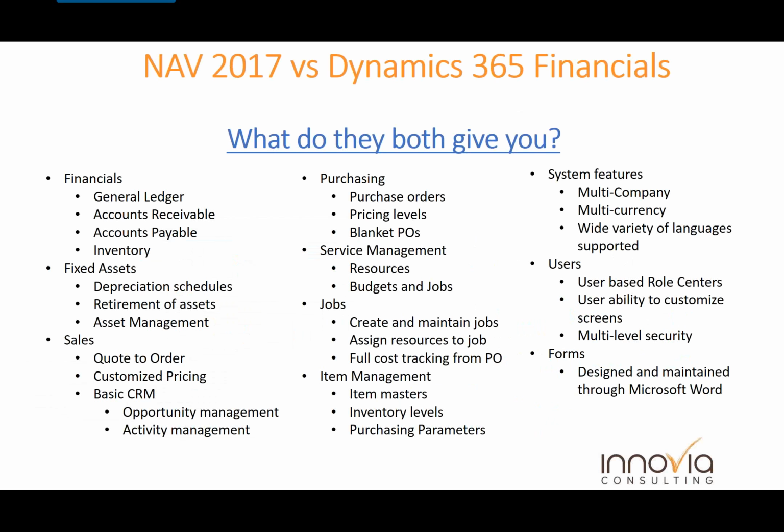Purchasing, POs, standard stuff, pricing levels, multi-vendor. If I get a break for this amount of time on it, but if I buy this quantity, all those capabilities are built into the system. You can do blanket POs with multiple releases against them. That's standard in both systems.